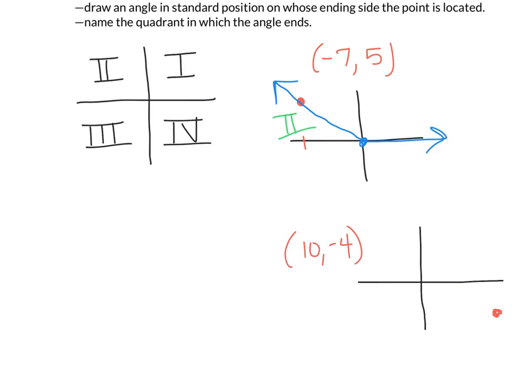We want to make the angle in standard position, so we start at 0, 0, and on the positive side of the x-axis. And our point needs to be on the end side. So there it is. And then our last part is to identify what quadrant we just ended up in. Well, that is the final quadrant. That is quadrant 4. So we label that quadrant 4, and that problem is also done.